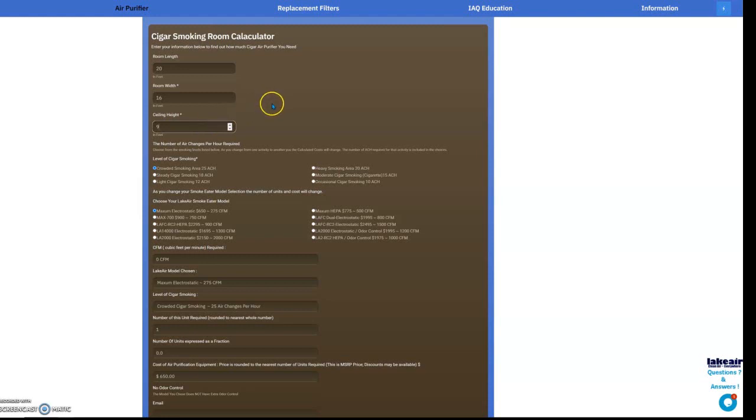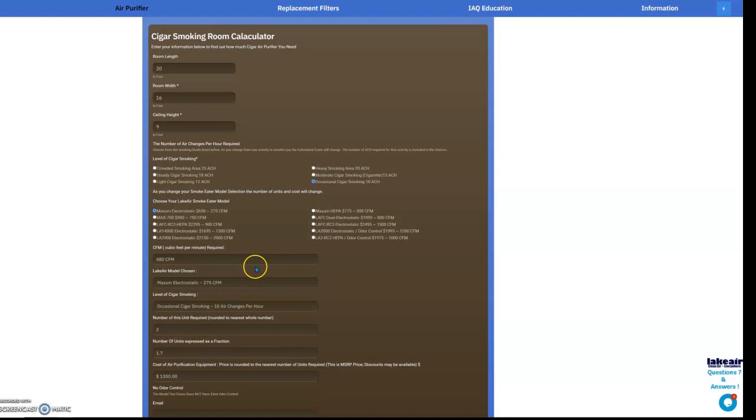All right, so we've got this, and we're going to start out with occasional cigar smoking. It shows us here that with these figures, that requires 480 CFM. We have the maximum electrostatic clicked here, and it tells us that we checked occasional cigar smoking, 10 air changes per hour. That's what the ACH stands for up here. To get 480 CFM of air cleaning, we would need 2 maximum electrostatics, and it would use 1.7 of that. So you need 1 7/10 of another.